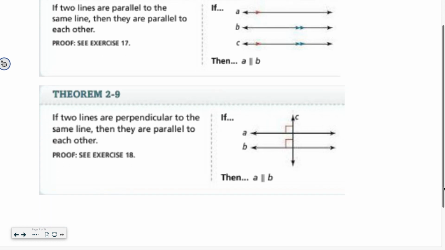Then we have theorem 2.9, which is if two lines are perpendicular to the same line. Okay, remember, perpendicular means meets at a right angle. If two lines are perpendicular to the same line, then they are parallel to each other. So if A is perpendicular to C and B is perpendicular to C, then A and B are parallel.